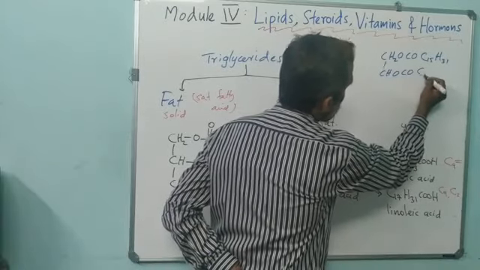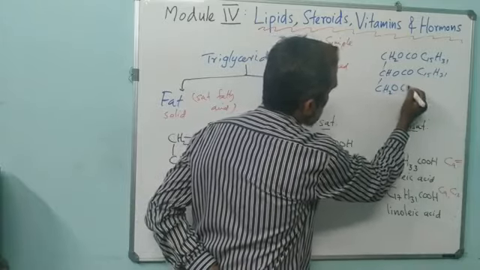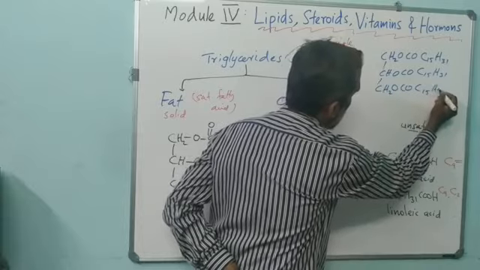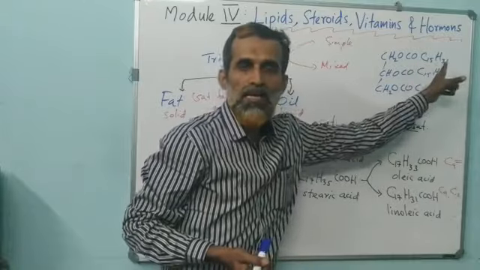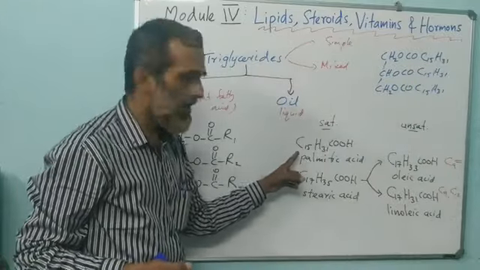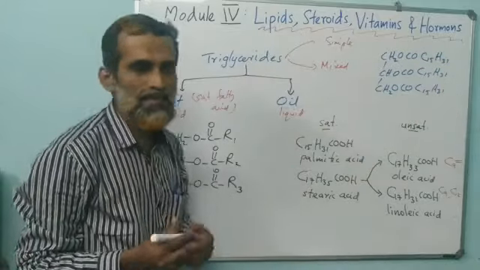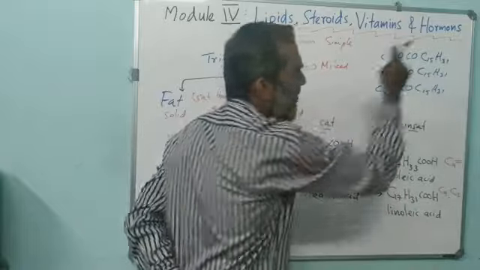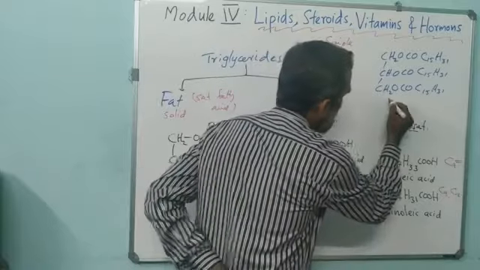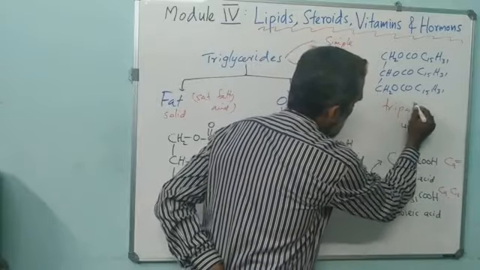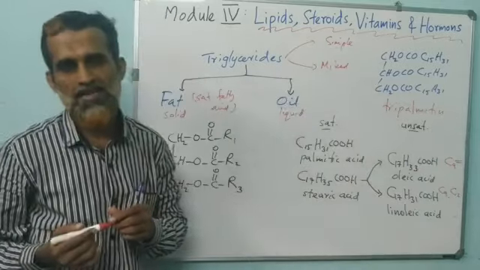CHO CO C15H31. CH2O CO C15H31. You can see that the R group is one and the same, and it is actually coming from which one? Palmitic acid. So all carboxylic acids are palmitic acids. So it's a triglyceride of palmitic acid, which is systematically called tripalmitin. This is called tripalmitin.